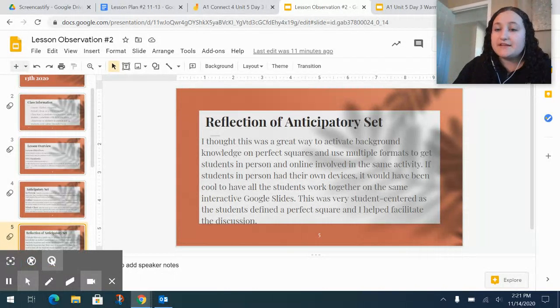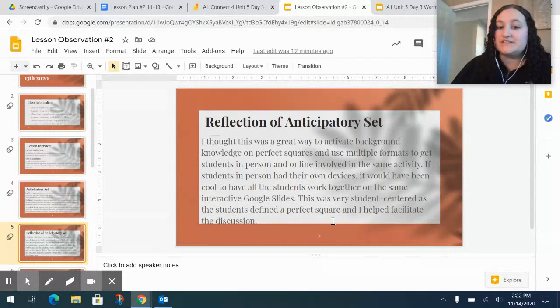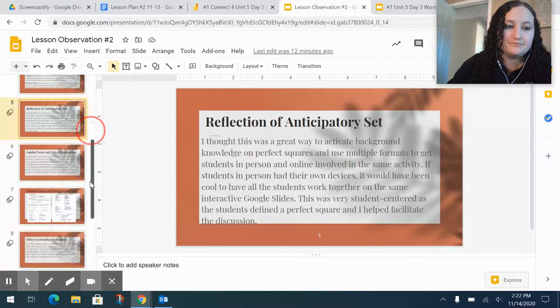It would have been super nice if my students had their own devices in person and they all could have worked on the same interactive Google Slides. But my students in person, some do, some don't. I don't always have access to a Chromebook cart. So I had to find a different method to have those students work through labeling and identifying what was a perfect square and what wasn't. And I think overall, this was a very student-centered activity. The students made the connections, the students defined what a perfect square was, and I just helped facilitate the discussion.